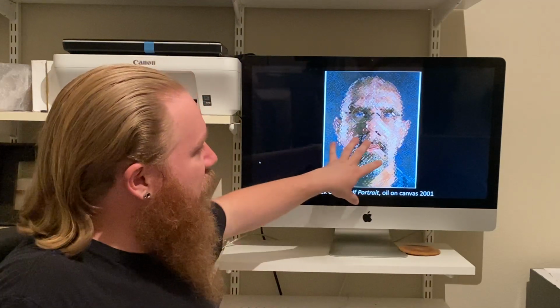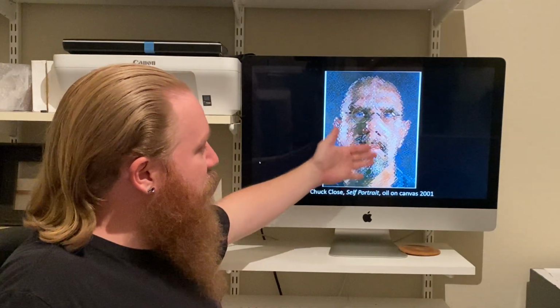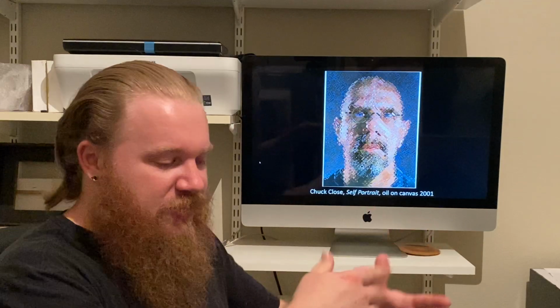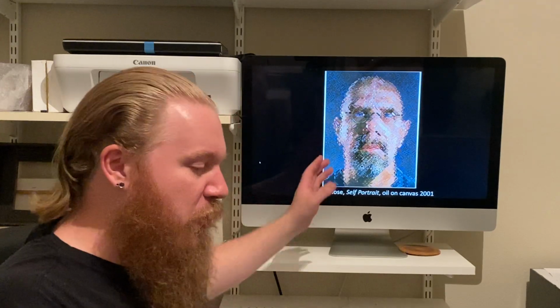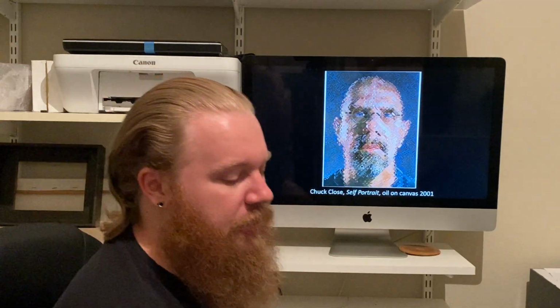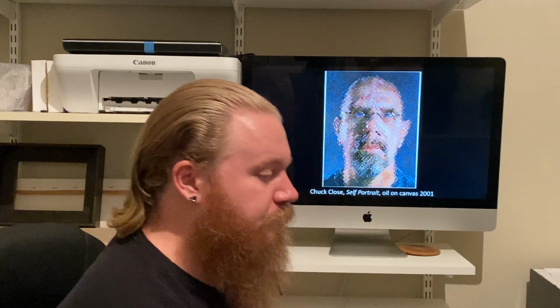But if we got really close up to one of these, we would just see a bunch of colored splotches and squiggles and things. But then when we step away from it, we can start to see a recognizable image in it. I've always thought his work was really interesting in that regard.